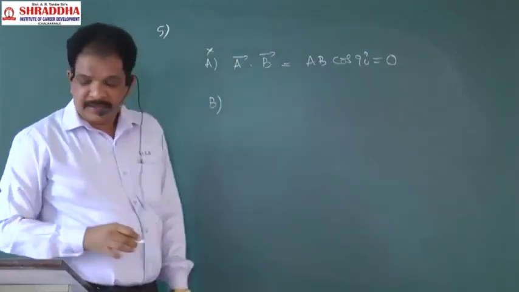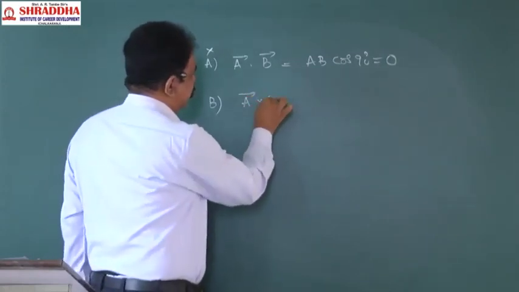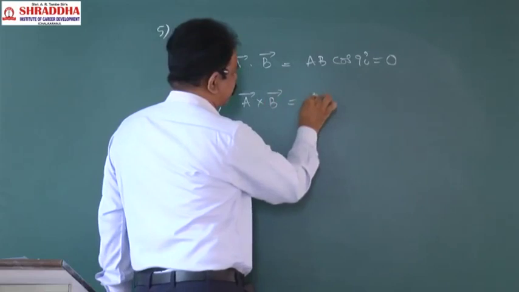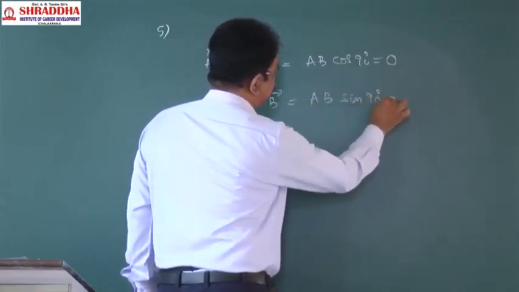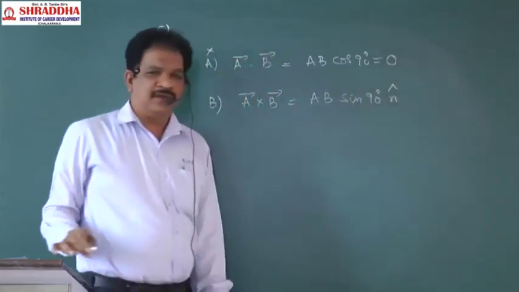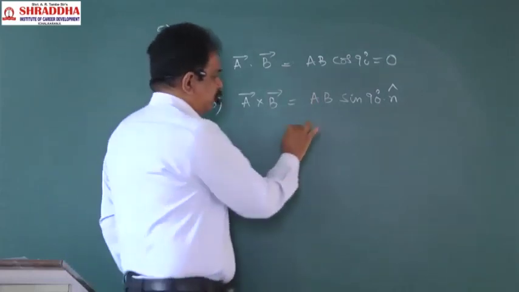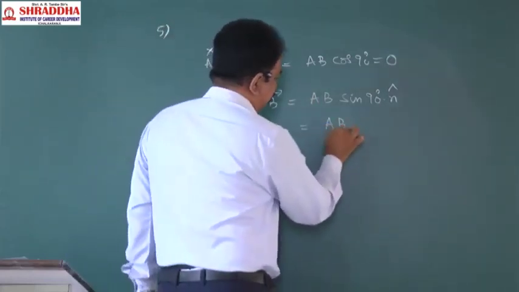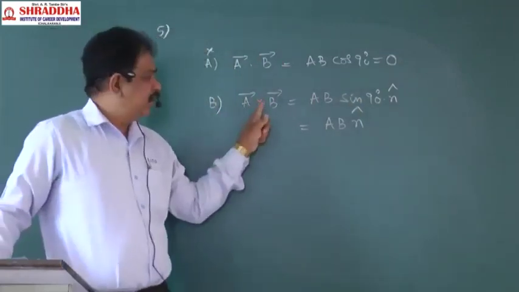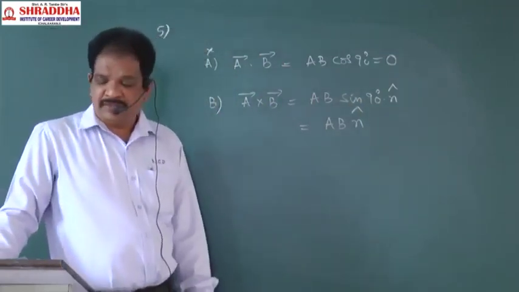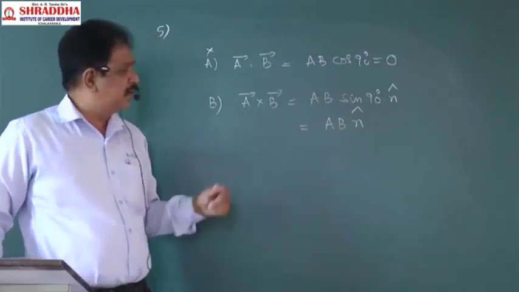Second option, A bar cross B bar. A bar cross B bar is equal to AB sin 90 into n cap will come. So this value will be AB n cap. So this is also wrong. They gave A bar cross B bar is equal to 0. Third option, A bar dot B bar is equal to 0.